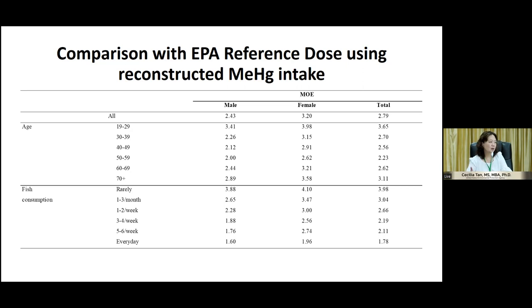So for Korean population, they do have to worry about their methylmercury or total mercury intake, because whether you're using EPA's reference dose for methylmercury or German's biomarker level for total mercury, it gives you the same story. It's pretty tight.